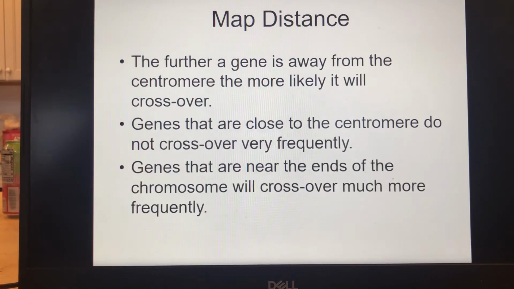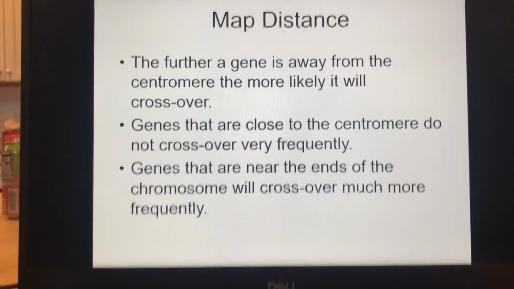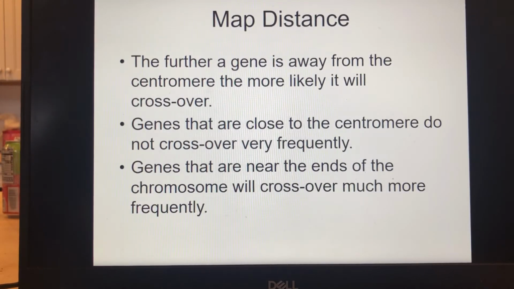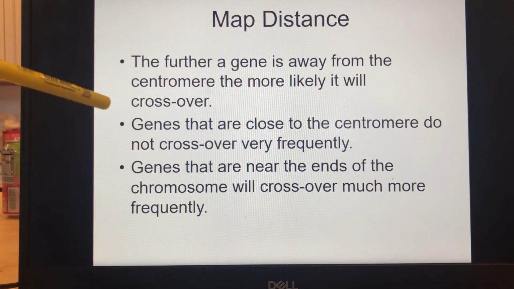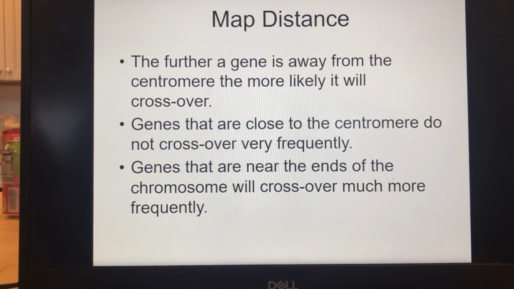All right, I hope this has helped you guys, because there's a lot of resources for you to look this up and understand it. Again, the farther a gene is away from the centromere, the more likely it'll cross over. Genes that are very close to the centromere don't cross over. Genes that are near the ends of the chromosome will cross over more frequently, okay?